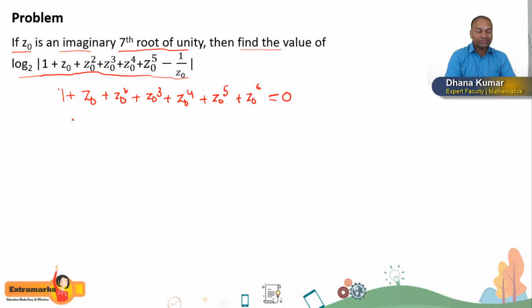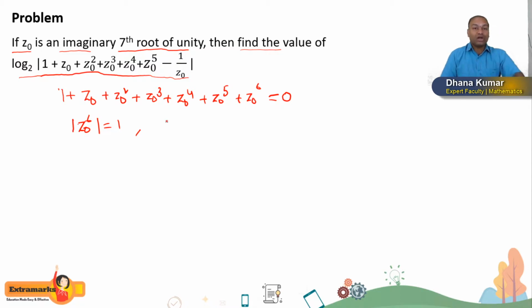Next, second point. The modulus of each of the nth roots of unity, the answer is 1, because our topic is nth roots of unity. So the magnitude is 1. So the modulus of Z0, or modulus of Z0 square, and so on, up to the modulus of Z0 power 6, the value is also 1.